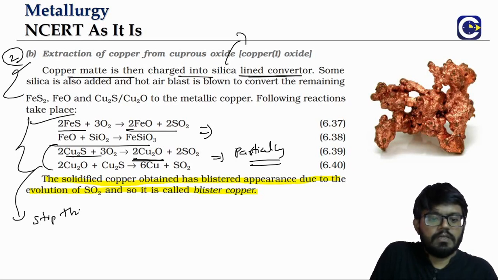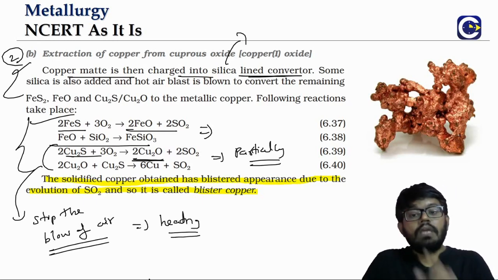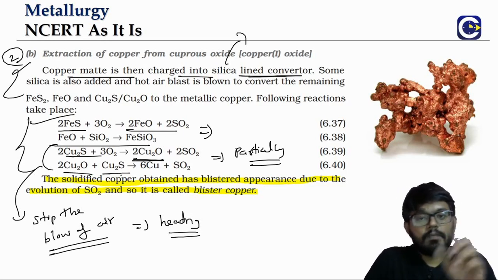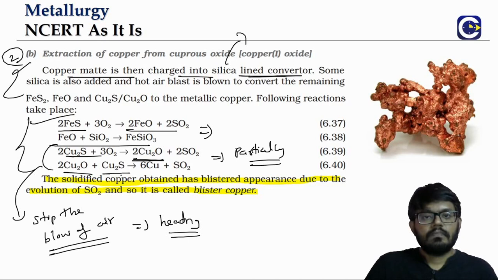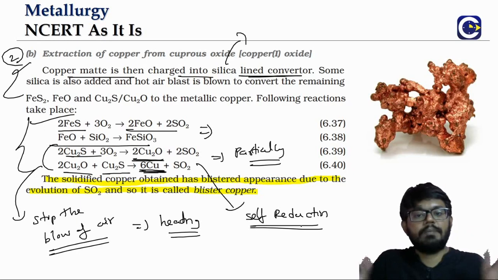They will stop the blow of air and simply start heating it. Now we have some amount of copper oxide that will react with the copper sulfide to give us copper. This is the self-reduction step. See, understand how this happens in the industry. It's not like we'll have everything happen in one go. It happens step by step.